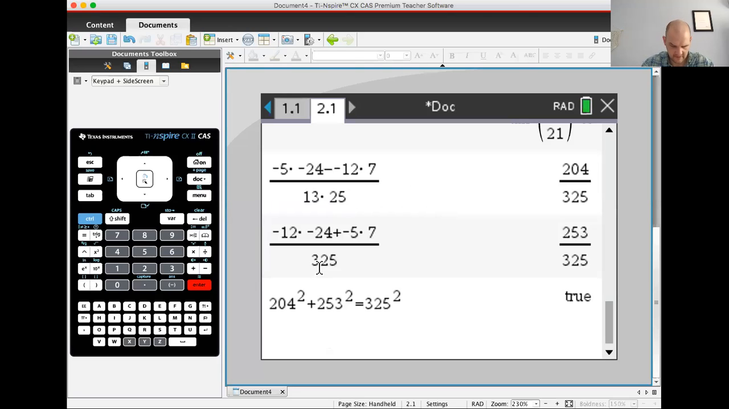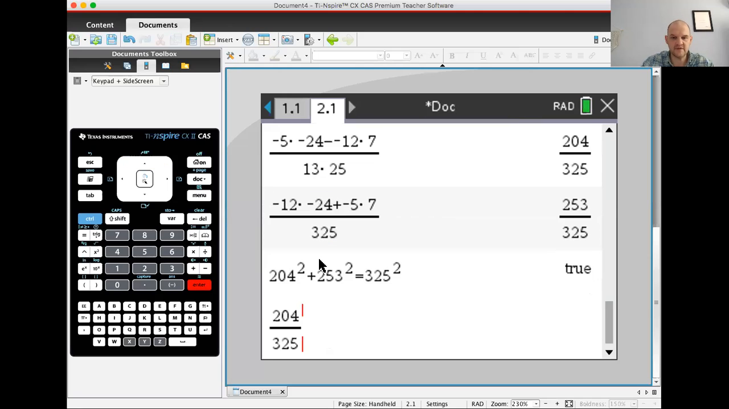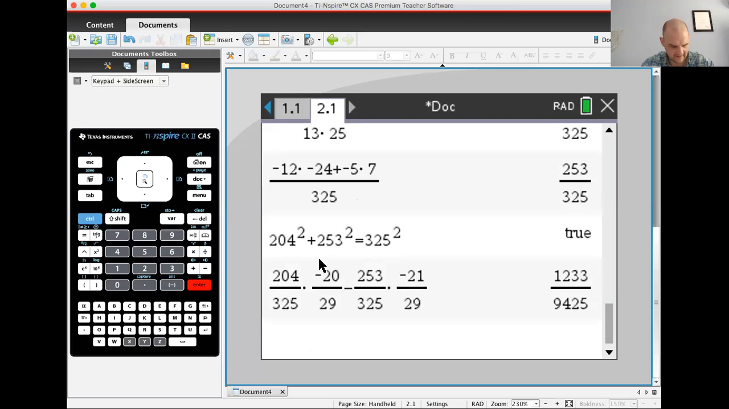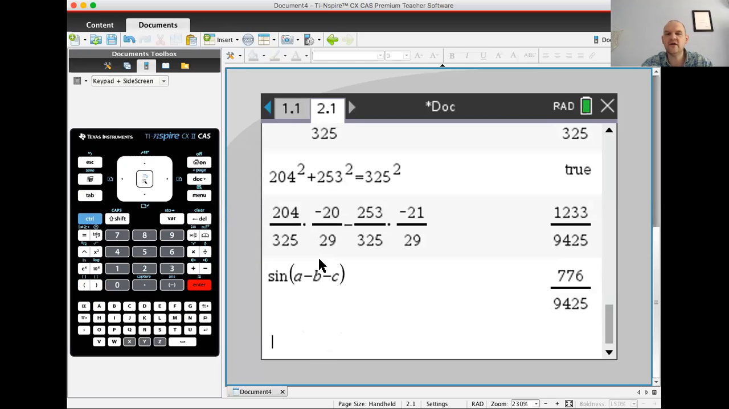So I'm going to copy these. This times negative 20 over 29, and then minus this times negative 21 over 29. I don't know why I didn't think to do that in the last one. All right, and then moment of truth, let's do the sine of a minus b minus c. Oh, I got it wrong. Come on. Why did I get it wrong?